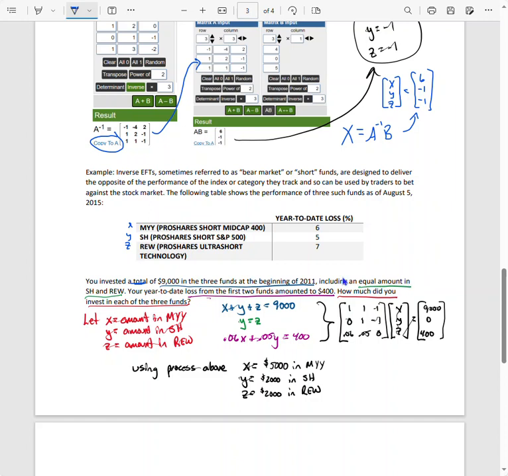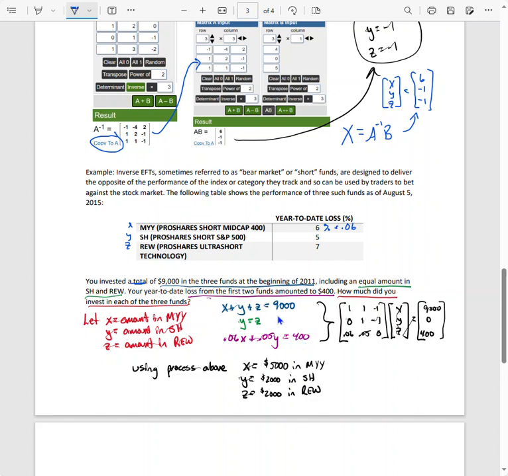Next phrase, an equal amount in SH and REW. So Y equals Z. It's a relationship, all right. Your year-to-date loss from the first 2 funds amounted to $400. So we're only talking about the first 2 funds. How much would I lose? It's a percentage. So 0.06 of X and 0.05 of Y, 6%. We always do the math in decimal form. We talk to people in percentages. Humans understand percentages. Mathematicians understand decimals. Be a mathematician. Amounts to $400.